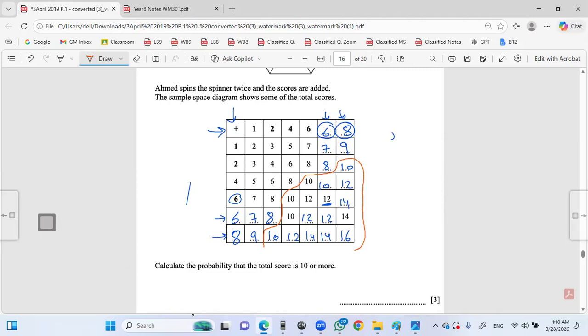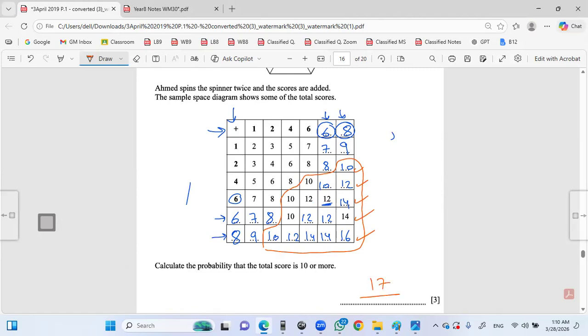Here is 10 or more. How many numbers? Let's count them. 1, 2, 3, 4, 5, 6, 7, 8, 9, 10, 11, 12, 13, 14, 15, 16, 17. So it is 17, mister.